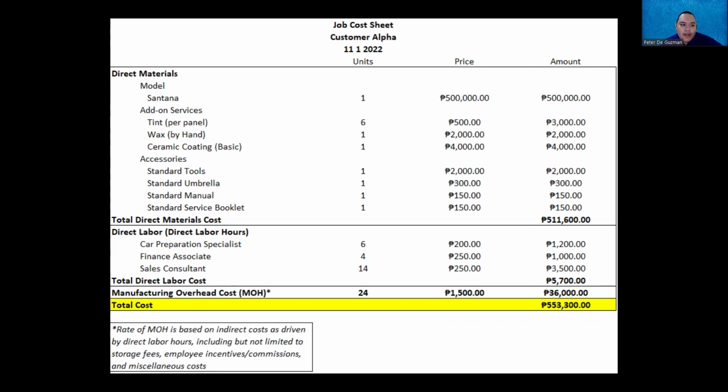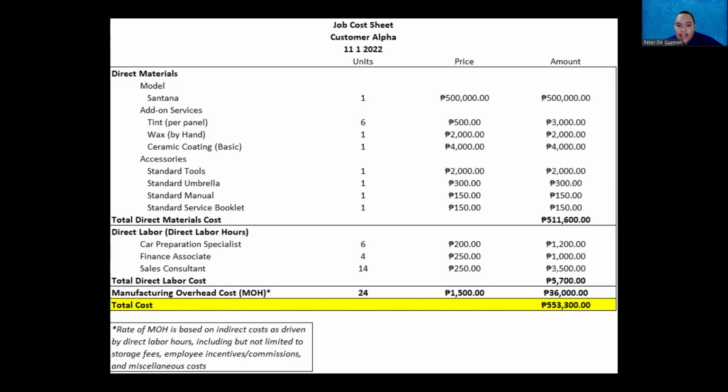Okay, now we take a look at the add-on services. First item under this subsection is tint. And it says per panel. This is because in the automotive industry, not for all firms, but for certain firms, the tint application costing is based on how many glass panels of the vehicle need to be tinted.